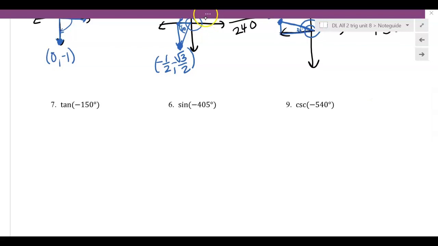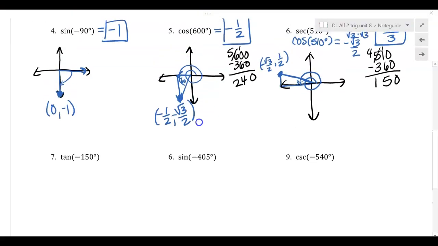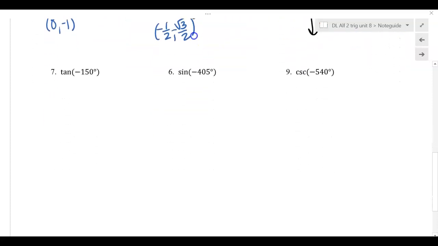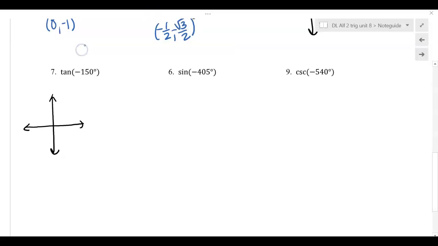All right, for number 7, I have the tangent of negative 150. So the last negative angle that we did was 90, and that was a little bit easier to understand. If you struggle with what negative 150 is, my best advice would be to relate it to the things that you know around the circle, like 180. So when I see a number like 150, I think about how that's 30 degrees away from being 180.